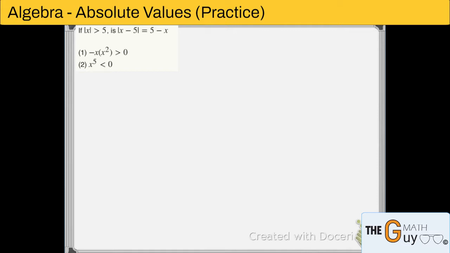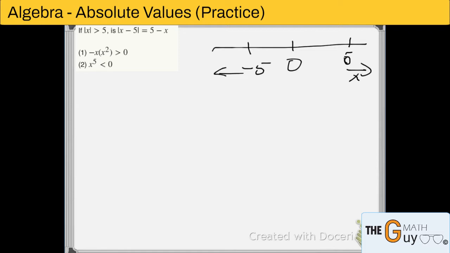If absolute value of x is greater than 5, what this means is on the number line, if 0 is here, x is more than 5 units away from 0. So either x is to the right hand side of 5, or it's on the left hand side of -5. Okay, so these are the two zones where x is present, and that is the information given. Question is: is the absolute value of x minus 5 equal to 5 minus x?